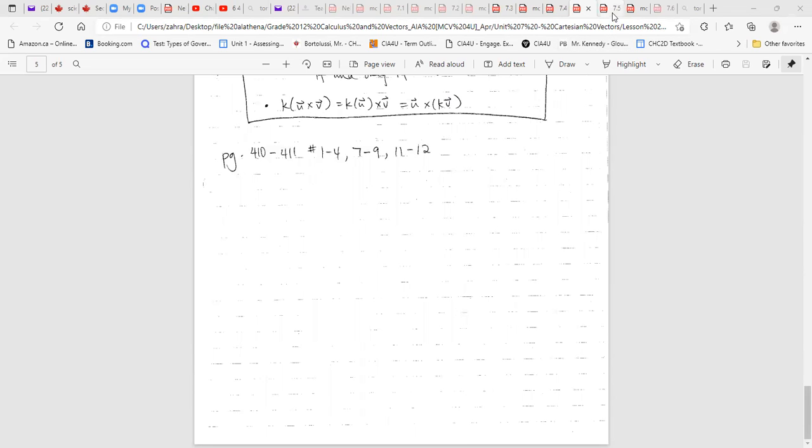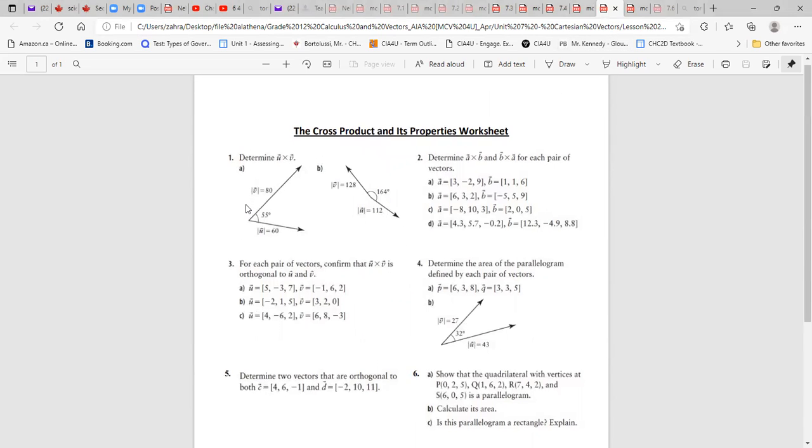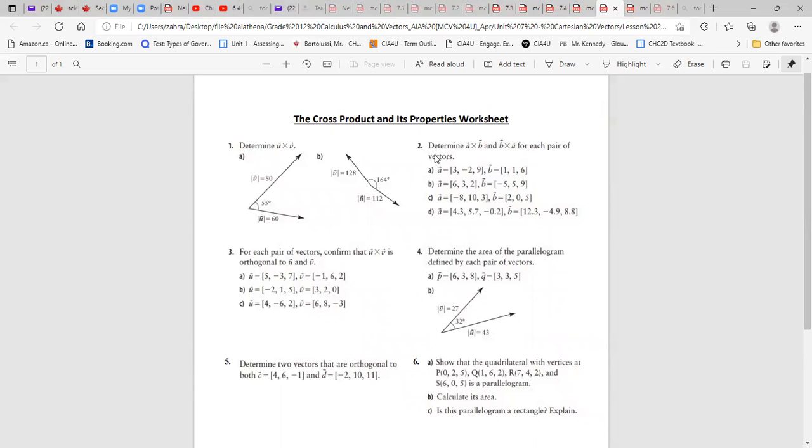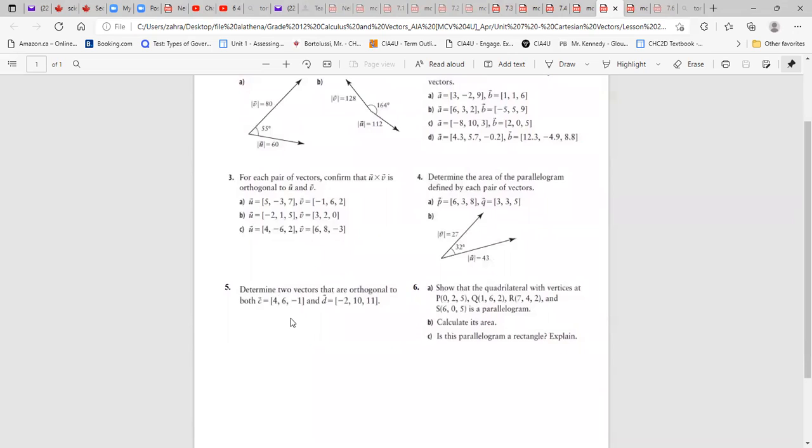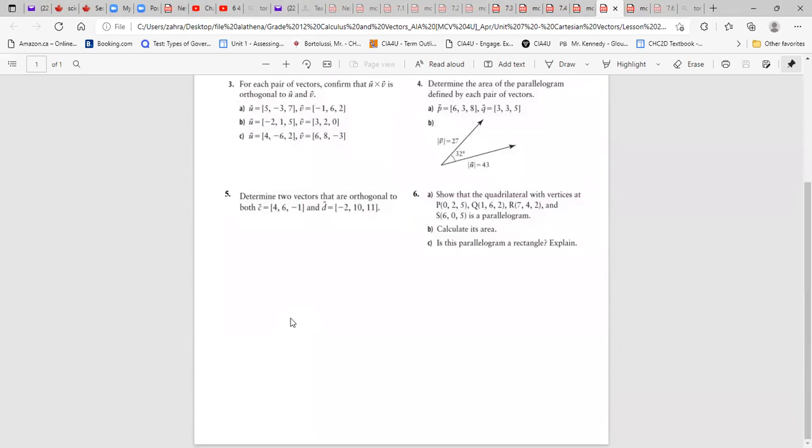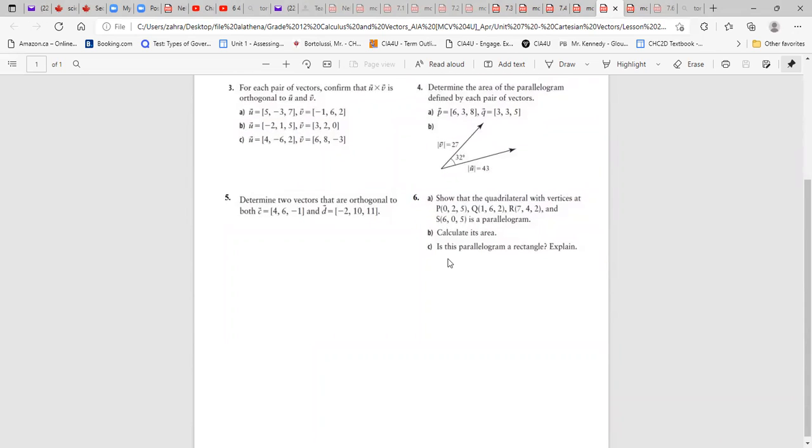Here you can do question number 1, 3AB, question number 2AB, question number 4, question number 5, and question number 6.